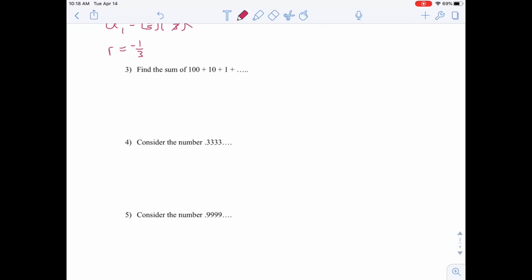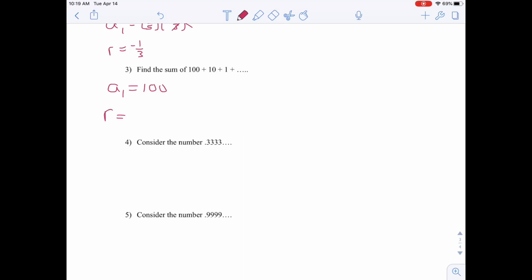Let's talk about another one here. A little bit different. We're not given much of the information there. Just a reminder, sequence is the numbers being listed out, and then the series is the summing of that. So the sum of 100 plus 10 plus 1 plus, and we're going to keep going on. Well, obviously we see our first term.